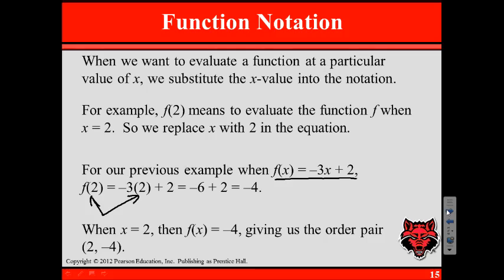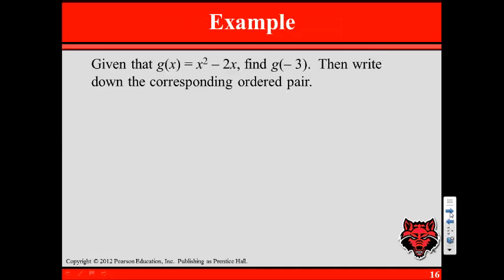Once we replace x with the number 2, we simplify on the right-hand side and determine that the answer is negative 4. So when x equals 2, f of x, which remember took the place of y, would equal negative 4. And that's how we determine the ordered pair 2, negative 4. The x value is 2, and f of x, or the y value, is negative 4.